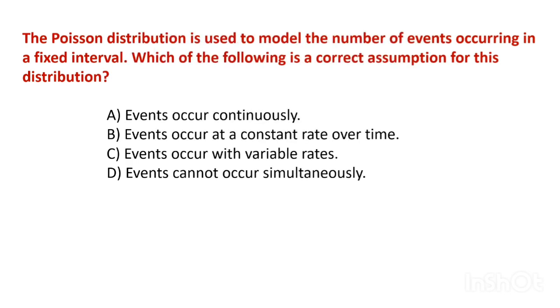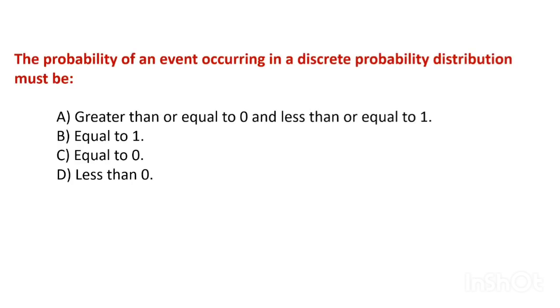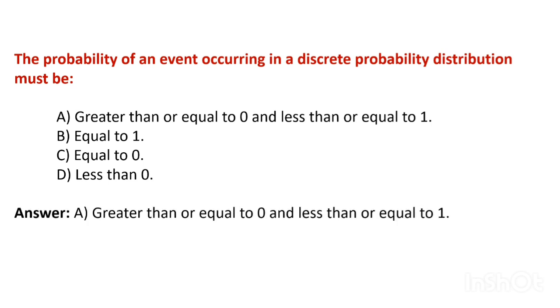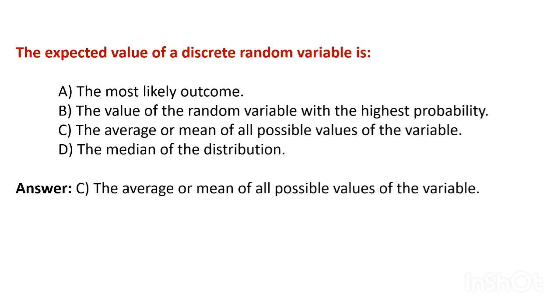The Poisson distribution is used to model the number of events occurring in a fixed interval. Which of the following is a correct assumption for this distribution? The Poisson distribution assumes events occur independently and at a constant rate, so the correct answer is B. The probability of an event occurring in a discrete probability distribution must be within the range of 0 and 1. The correct answer is option A. The expected value of a discrete random variable is the long run average or mean of all possible values weighted by their probabilities. The correct answer is option C.